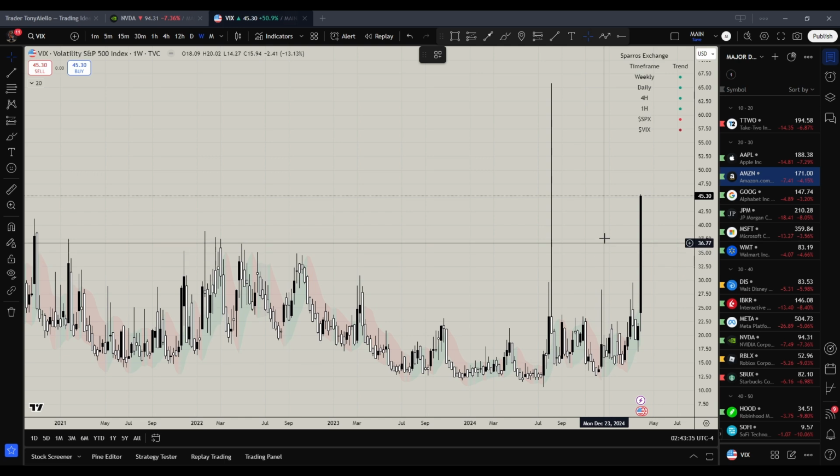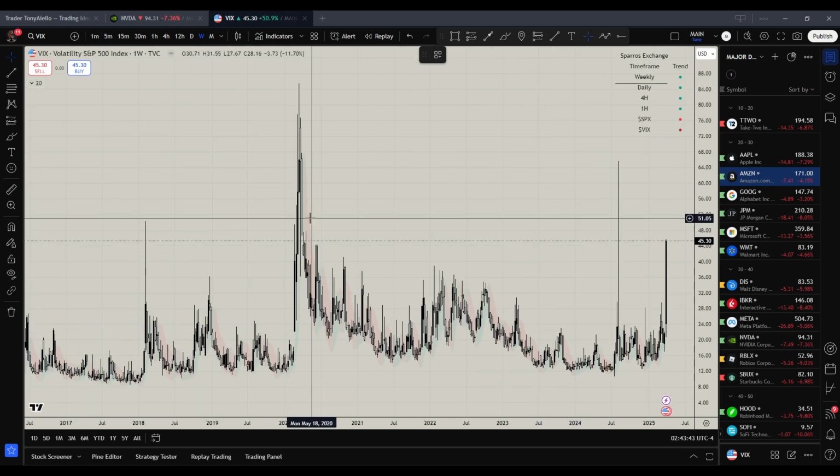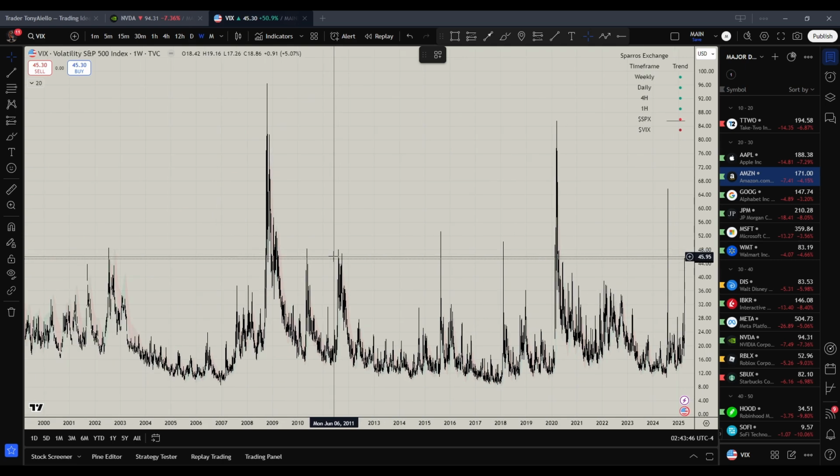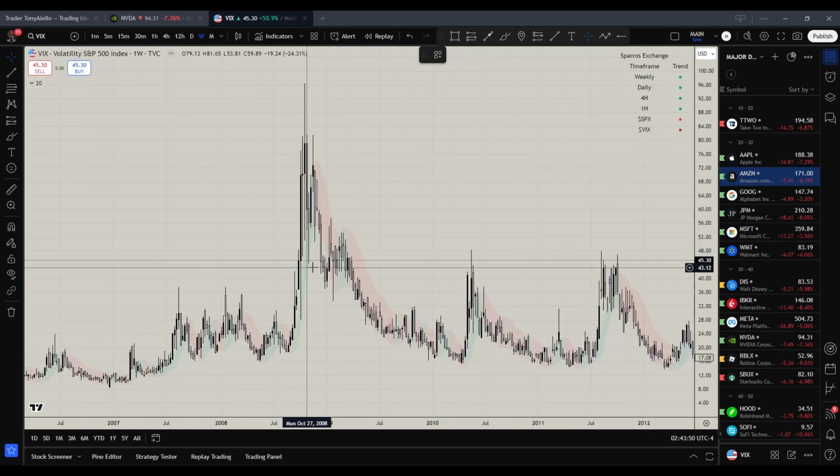Well, right now we're at 45.30. Other recent times have been, this is August 5th. I remember trading on this day. This is this year. We can also zoom out a little bit and see COVID, and then zoom out a little bit more. We could see right here, this is 2008. This is the Great Recession.